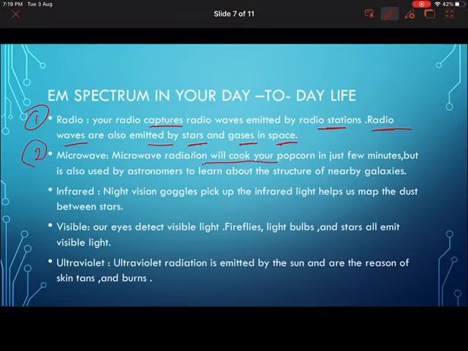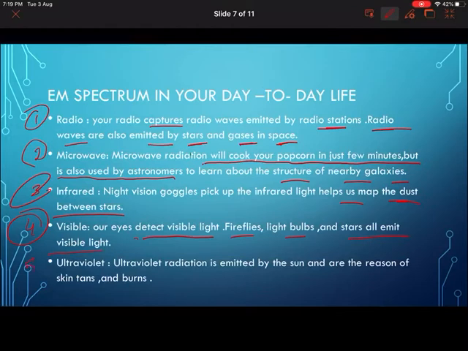Microwave radiation will cook our popcorn in just a few minutes, but it's also used by astronomers to learn about the structure of nearby galaxies. Infrared night vision goggles pick up the infrared light, which helps us map the dust between stars. Visible radiation: our eyes detect visible light. Fireflies, light bulbs, and stars all emit visible light.